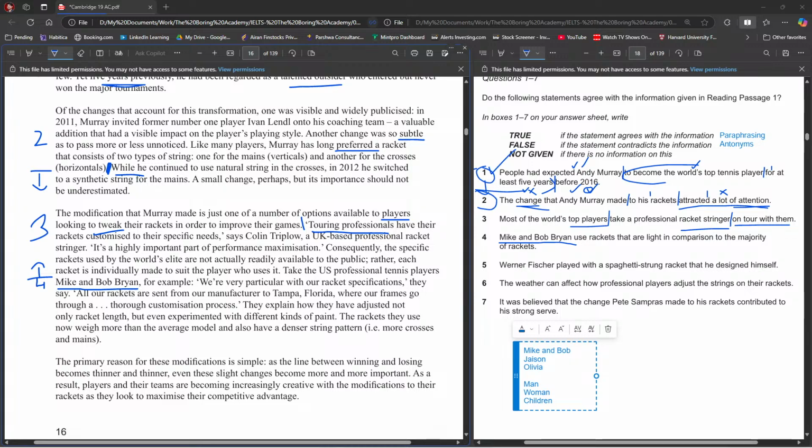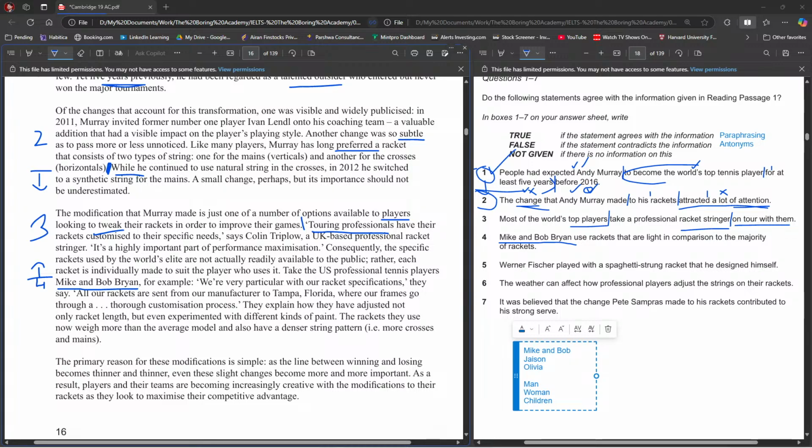Hold on. So when I am solving the reading passage, I would do something like this. Touring professionals have their rackets customized to their specific needs, says Colin from UK. He says that it is highly important. I don't read these difficult things because I won't be scored based on my correct pronunciation. And these are difficult words for us because these are not common names for us. It's a foreign name. Says Colin, who is a UK-based professional racket stringer.